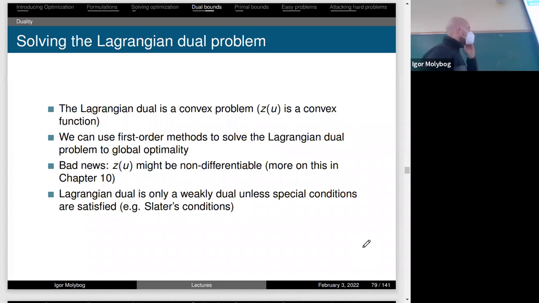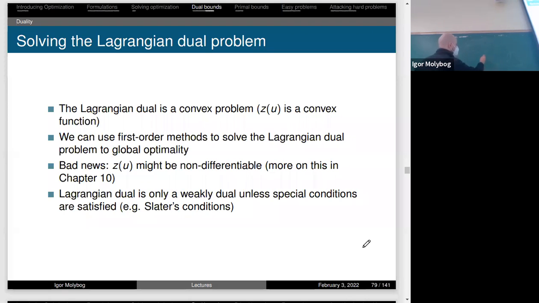I just have to say that if you have a hard problem and then you get a dual of that, it's either very hard to optimize, or its solution will not give you the exact same value as the maximization of the original problem.